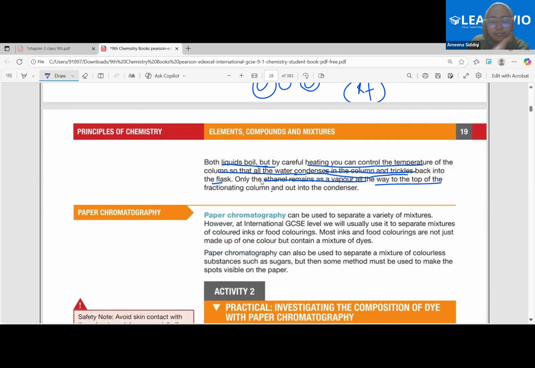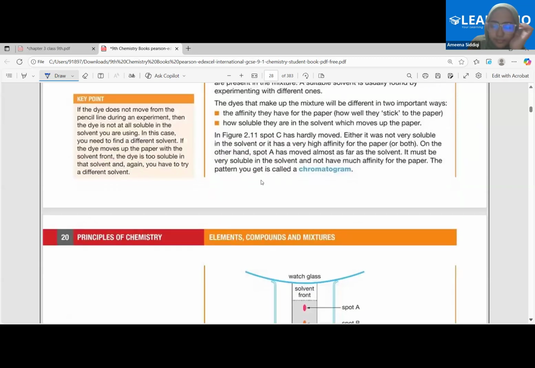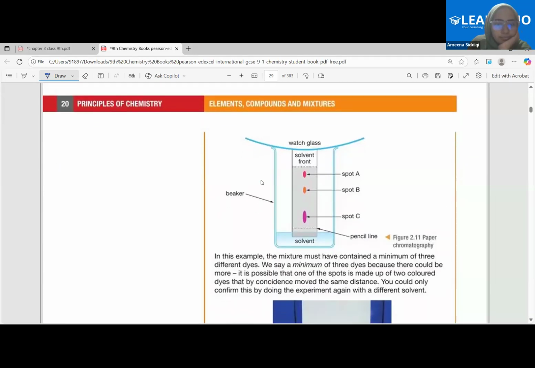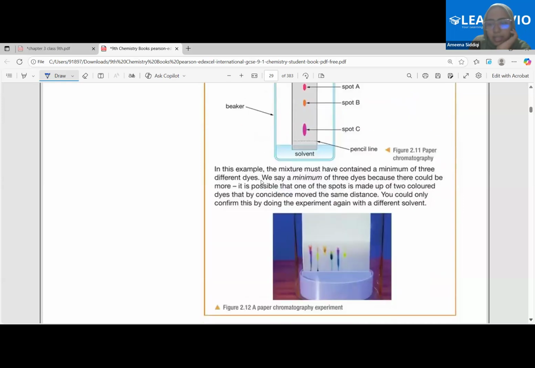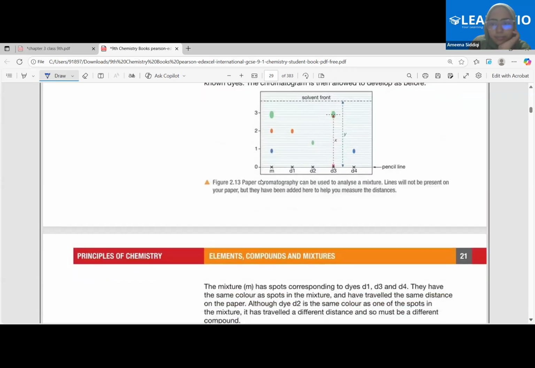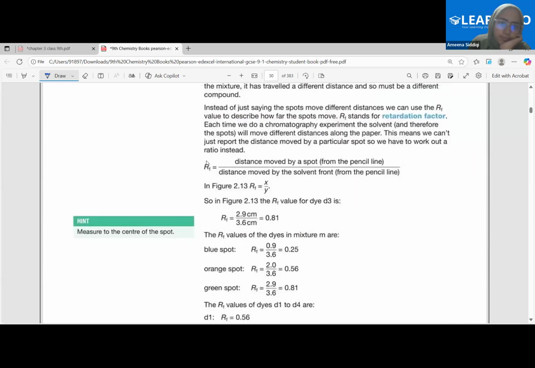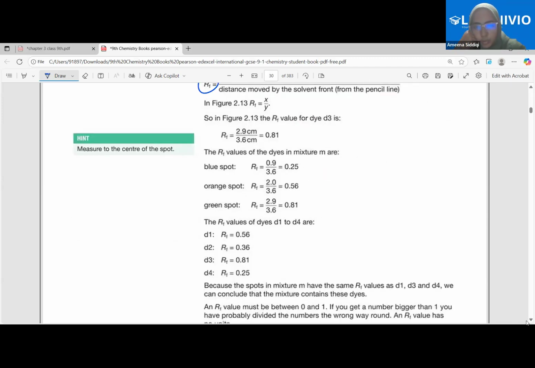Based on that, we will have the retention factor. How do we know the retention factor? We calculate the distance traveled by the solvent and then the distance traveled by the dye. The solvent will travel a distance up to the solvent front. That's the maximum distance the solvent will travel. Good. And we'll get the retention factor. Now, how do we know if the components of the mixture are the same or not? Based on the Rf values, we can compare the ratio. Yeah, exactly.